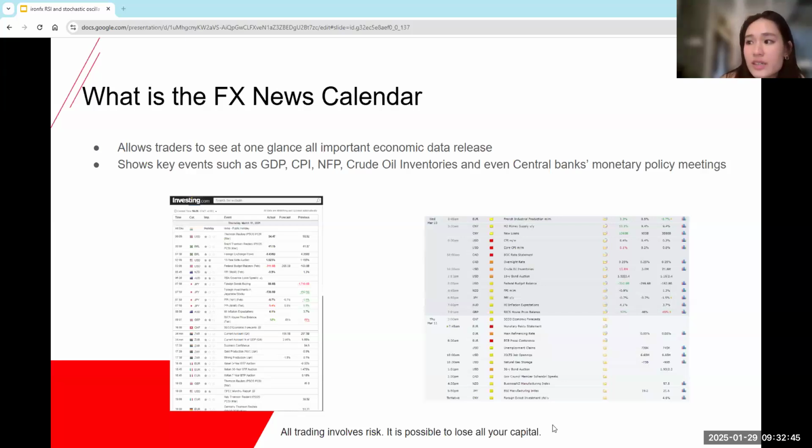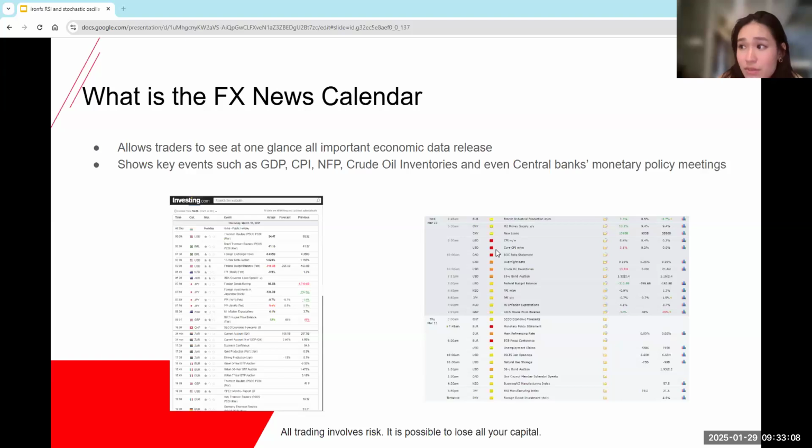The one on the right is the one that we normally use, which is forexfactory.com. But the one on the left is investing.com, and you can use that as well. There are a lot of free websites that you can use. This basically helps you to identify periods where there might be higher volatility in the markets. And you can tell based on the impact.